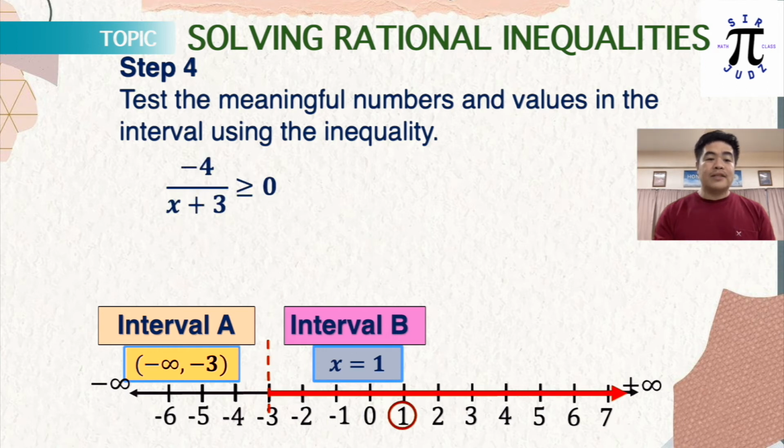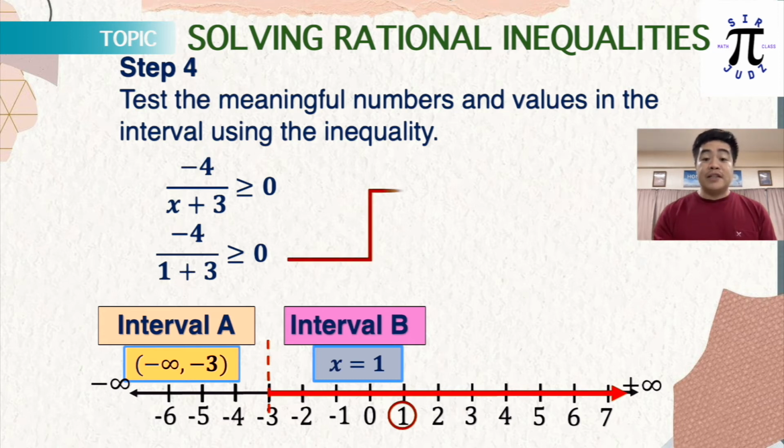Negative 4 over x plus 3 is greater than or equal to 0. Substitute natin ang 1 sa x. So you will have negative 4 over 1 plus 3 is greater than or equal to 0. So simplifying it, you have negative 4 over 1 plus 3 is 4. So further, negative 4 over 4, that's negative 1. So our inequality now is negative 1 is greater than or equal to 0.